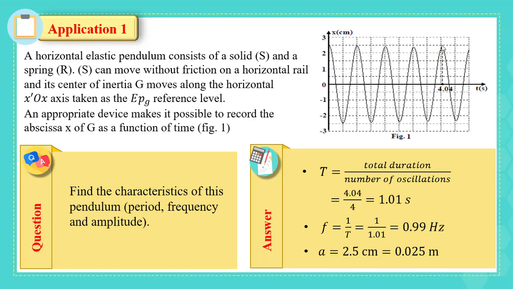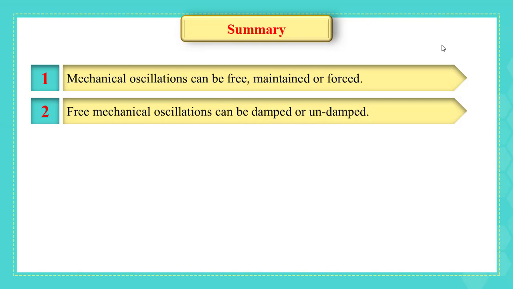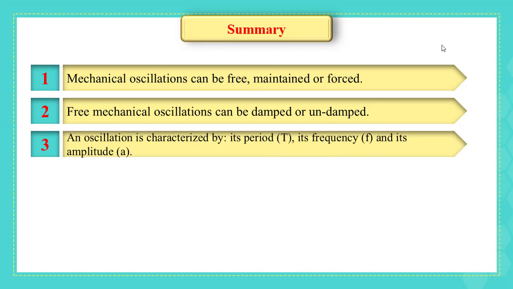What are the main ideas in this part? Mechanical oscillations can be free, maintained, or forced. Free mechanical oscillations can be damped or undamped. An oscillation is characterized by its period, frequency, and its amplitude.